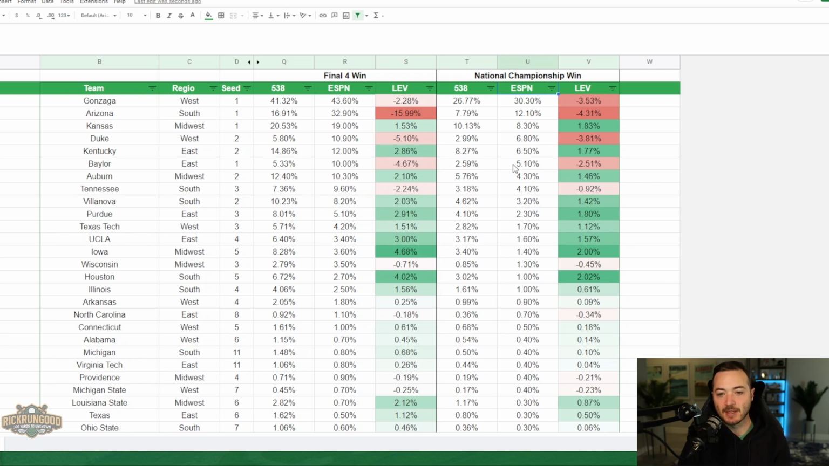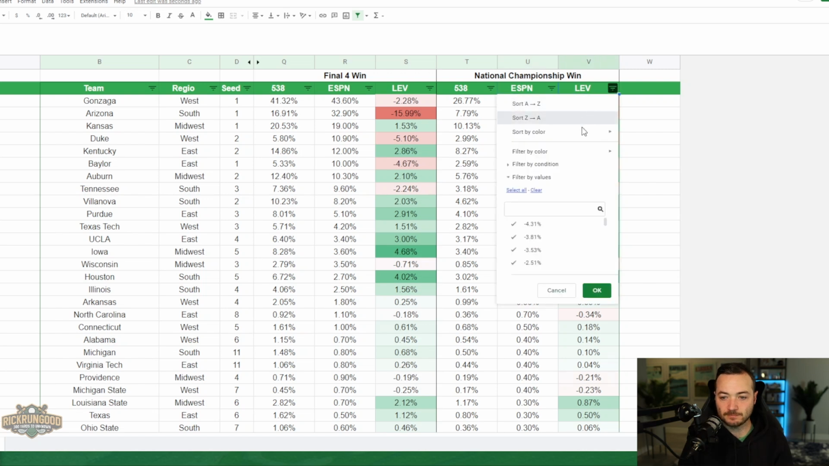We cannot pick them. An interesting team here, Kansas. Kansas has only been picked 8.3% of the time to win it all, yet they are 10% or more likely to win the national title. That is decent leverage. Let's actually flip this. Let's sort it by leverage.